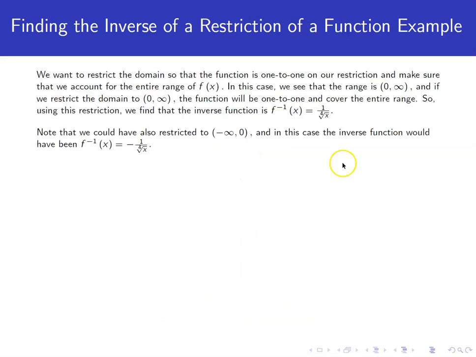If we choose to restrict on the right-hand side, we would restrict our domain to 0 to infinity, and then our inverse function would be positive 1 over the fourth root of x. We could have also restricted on the left-hand side. That would be restricting our domain to negative infinity, 0, and in that case, the inverse function would be the negative of 1 over the fourth root of x.